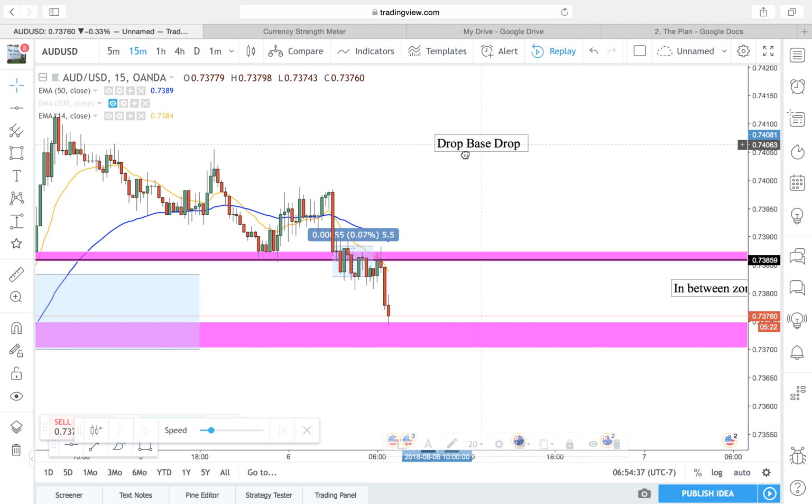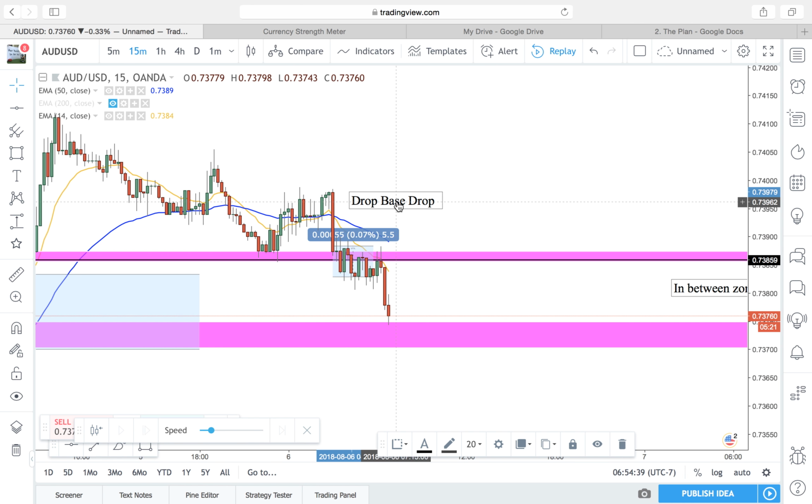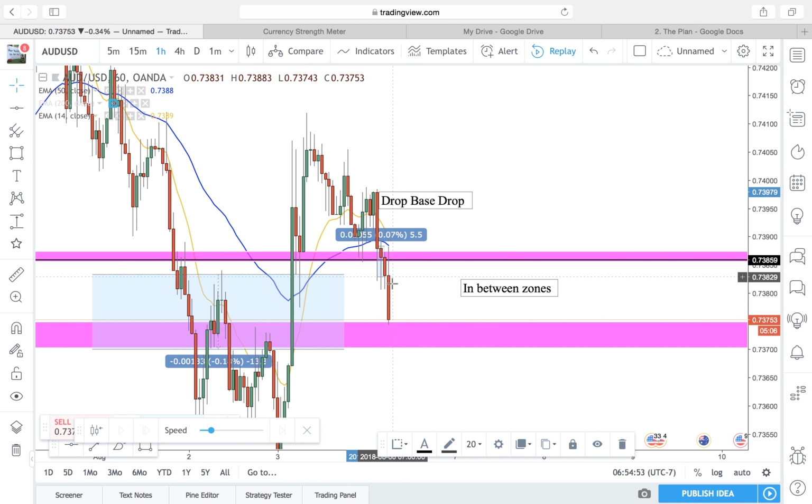And look what happened. As I called out on my Instagram, it was a DBD, a drop, base, drop. And we're making lower lows and lower highs. So it's very textbook. It's very simple. You don't need to go down to any time frame lower than 15. The 1 hour was just letting us know we want to go down.